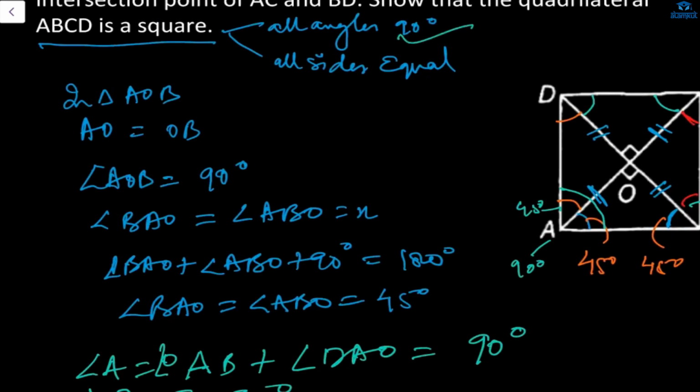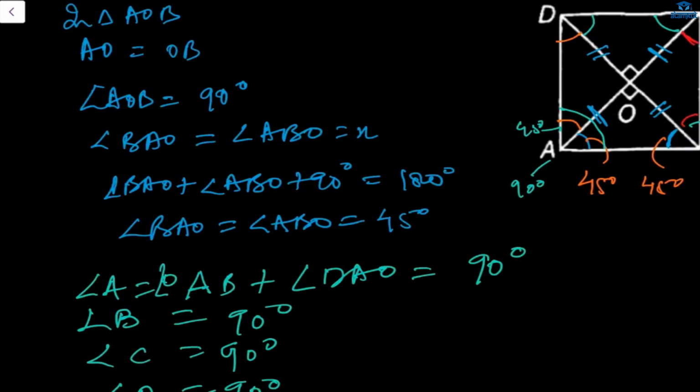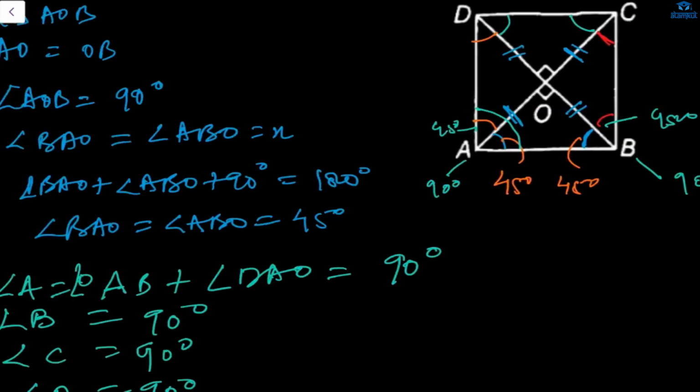Now the second part is what? All sides are equal. Now we have to prove that all sides are equal. How can we prove that? I think, ma'am, we will take triangle AOD and triangle AOB and say AO is equal to AO, that is common, and OD is equal to OB because O is the midpoint, and angle AOD is equal to angle AOB, which is 90 degrees.